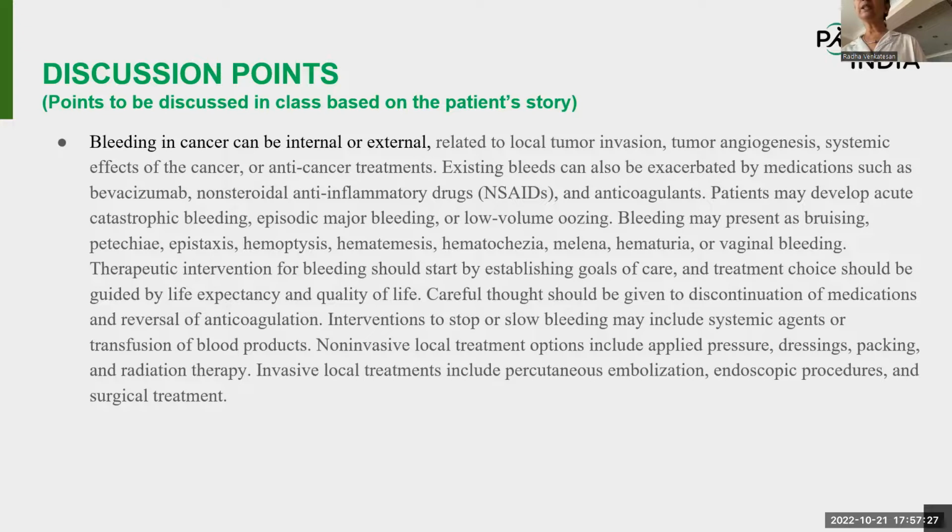Therapeutic interventions for bleeding should start by establishing the goal of care, and treatment choice should be guided by life expectancy and quality of life. That's what you have to give an overall consideration of everything. Careful thought should be given to continuation of medications and reversal of anticoagulants. Interventions to stop or slow bleeding may include systemic agents or transfusion, as was done in this case. And non-invasive local treatment options should include pressure dressing and packing, exactly what was done here. Next slide, please.